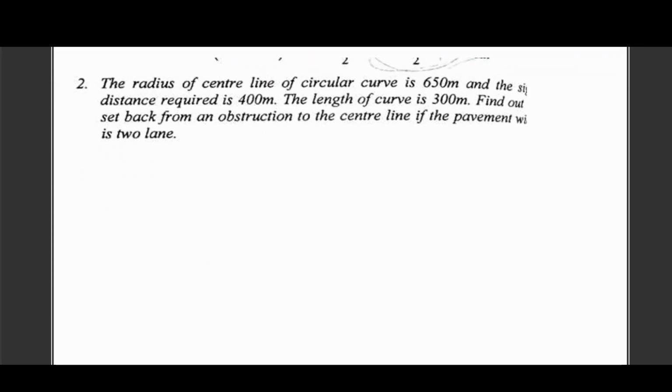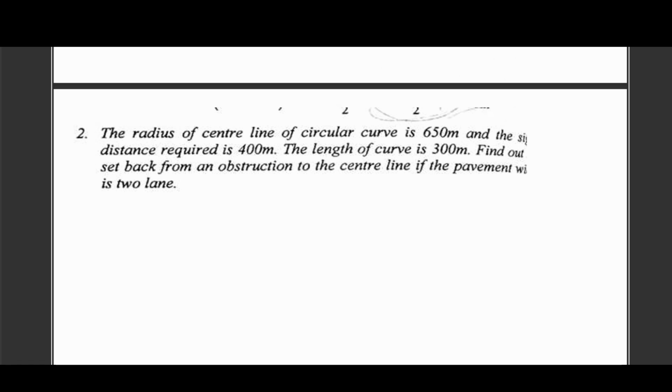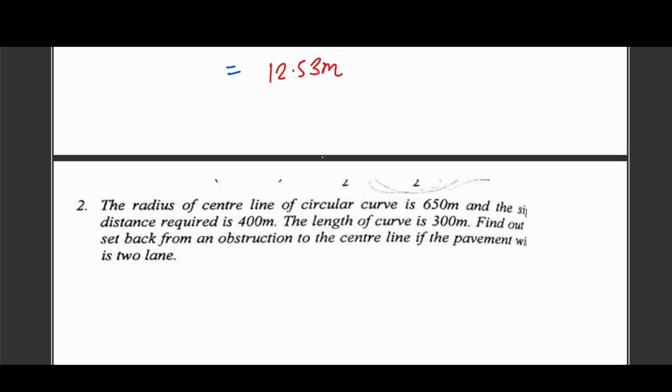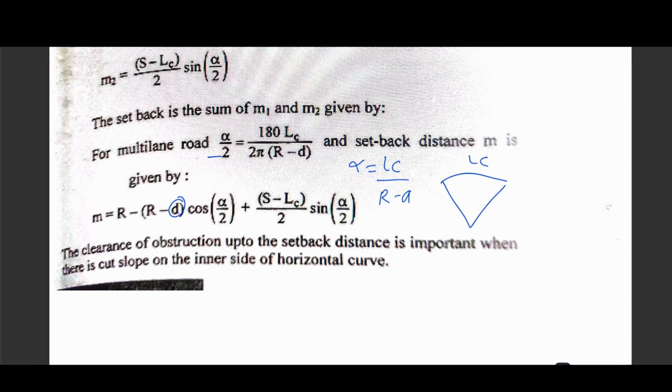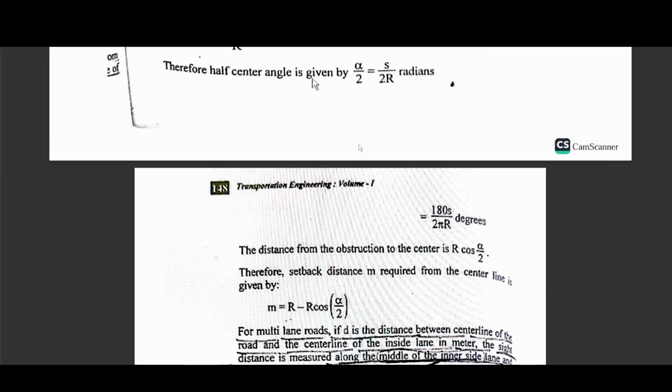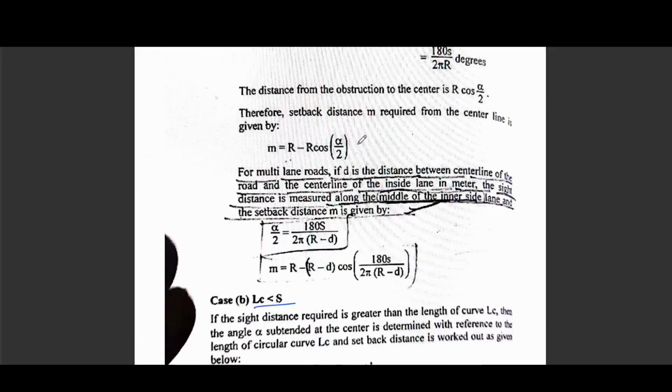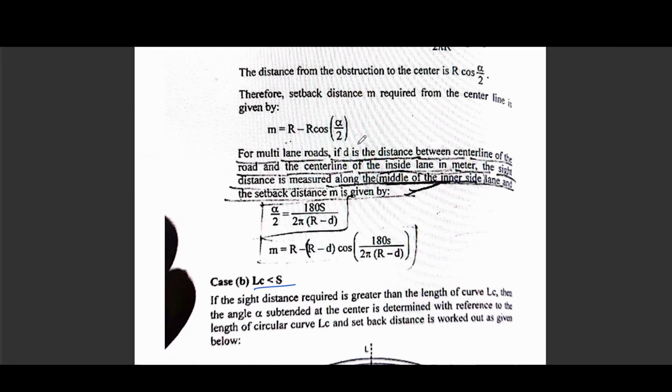Now the second point is, the setback is always from the center of the curve. The setback will always be measured from the center line of the curve, even though we assume that d will be the distance between here. But the setback is always from the center line of the curve.